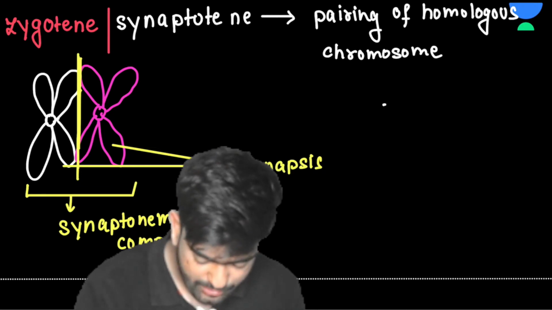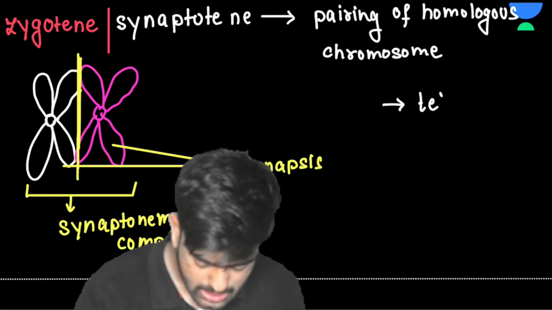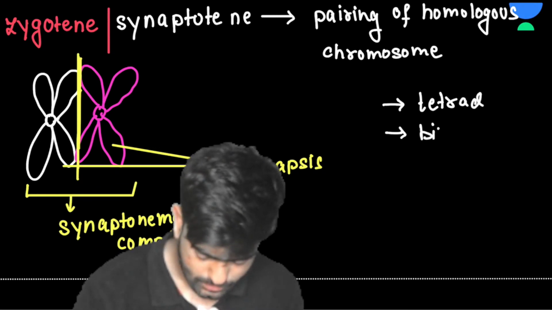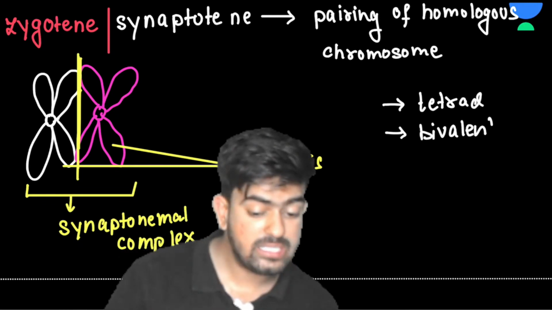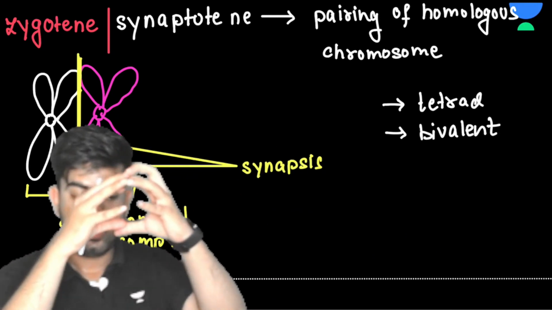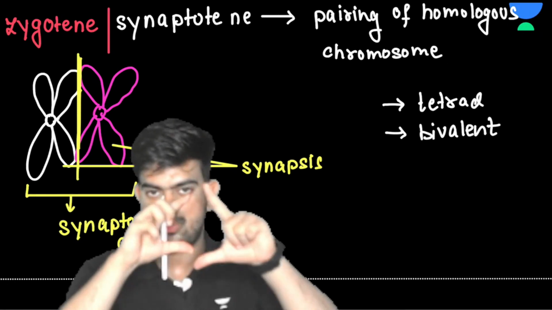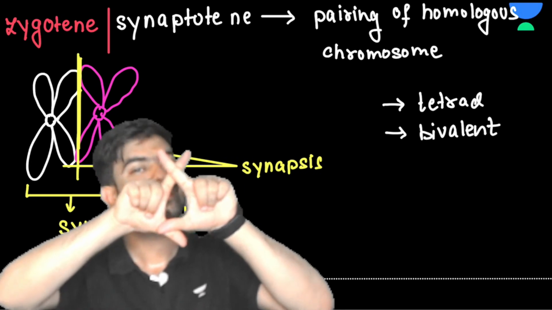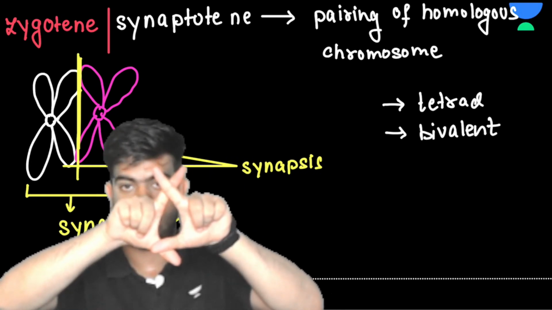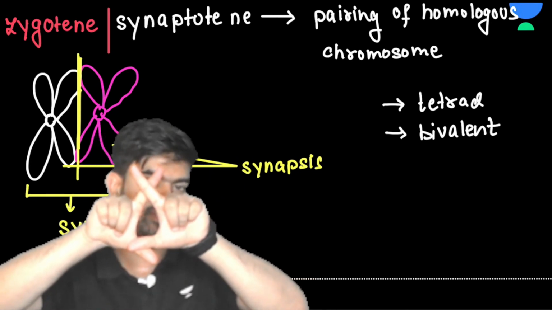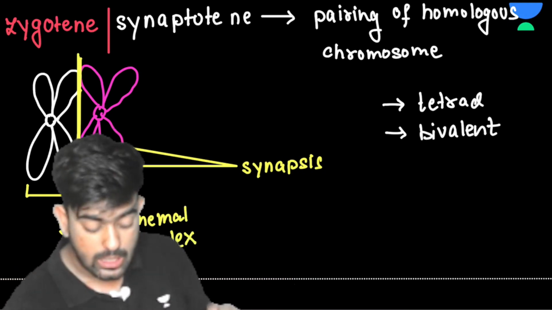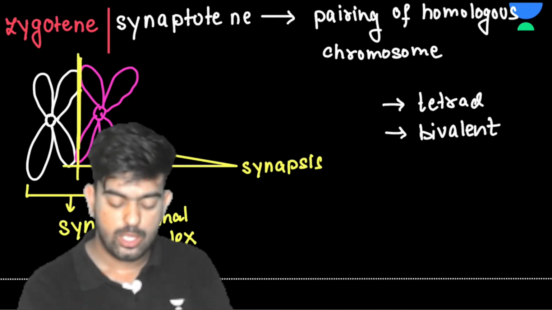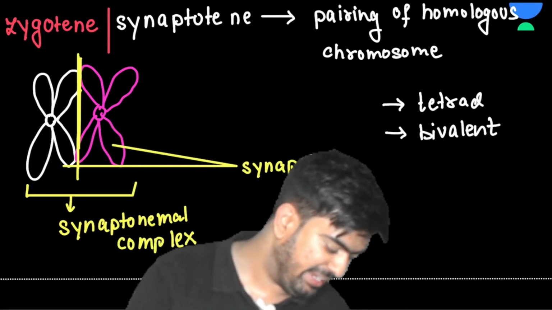Now we are going to discuss a few more terms, like tetrad and bivalent. When there is a pairing of homologous chromosomes, the complex which is formed is the synaptonemal complex. Clear? Now, the pair is known as synapsis. Now we have 2 terms, tetrad and bivalent.